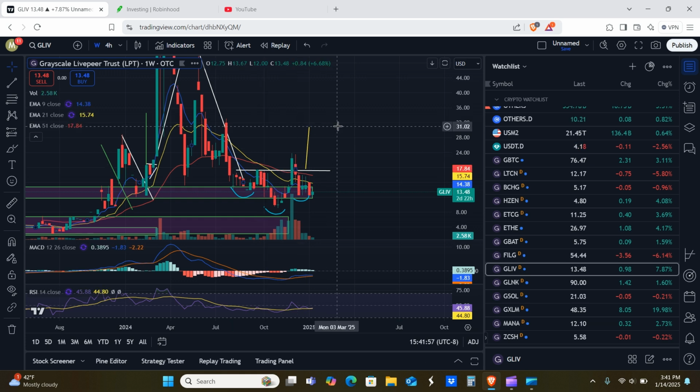31 would be the inverse head and shoulders target. For those of you that day trade and understand what I'm talking about when I say smart money ethics here, Wall Street overcutting and undercutting down here, that's just the cost of doing business. You know what I mean?